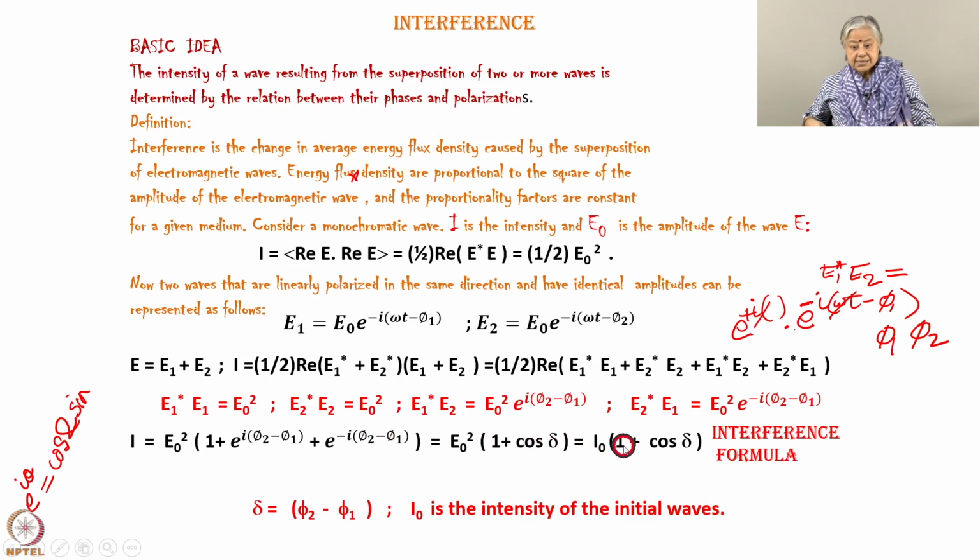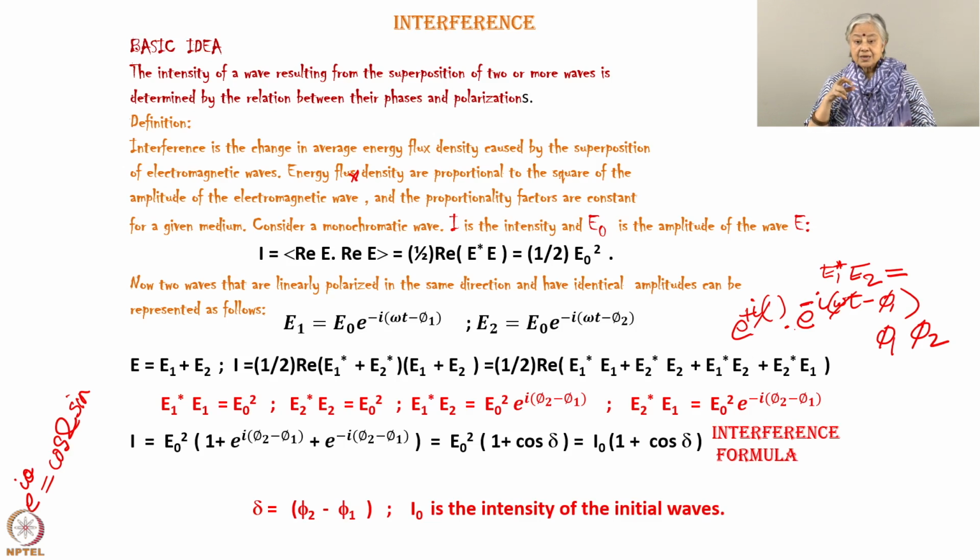So, the intensity is I0. I am just calling E0 square as I0 now. Plus 1 plus cos delta. So, this is called the interference formula. Delta is equal to phi 2 minus phi 1, and I0 is the intensity of the initial wave. So, this interference formula is very important.